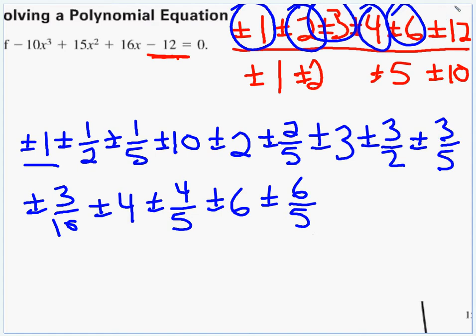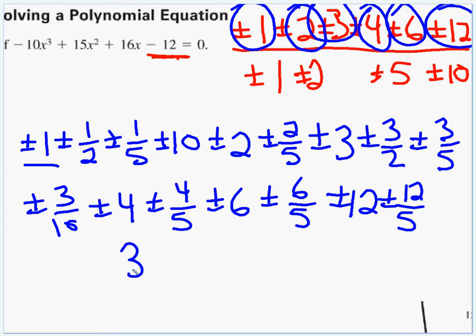That's already accounted for. And then finally, 12 over 1 is 12. 12 over 2 is 6. We've got that. 12 over 5 is new. 12 over 10 will reduce down to 6/5. That's already been accounted. So there are 32 possibilities. Where do we begin? Just start guessing and checking with synthetic division.